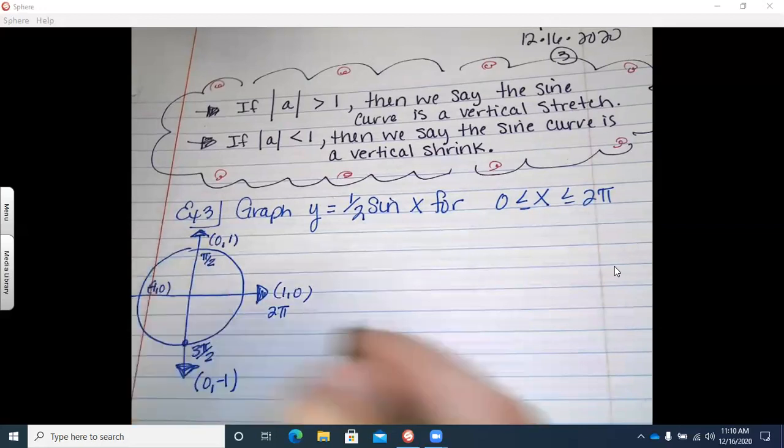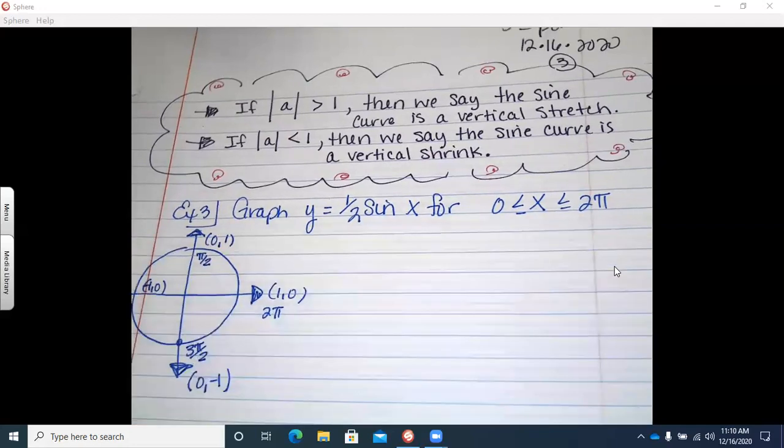And I'm going to make a table of values to help me find these ordered pairs. Same x values of what we've been doing because we're only going from 0 to 2 pi, just one period.